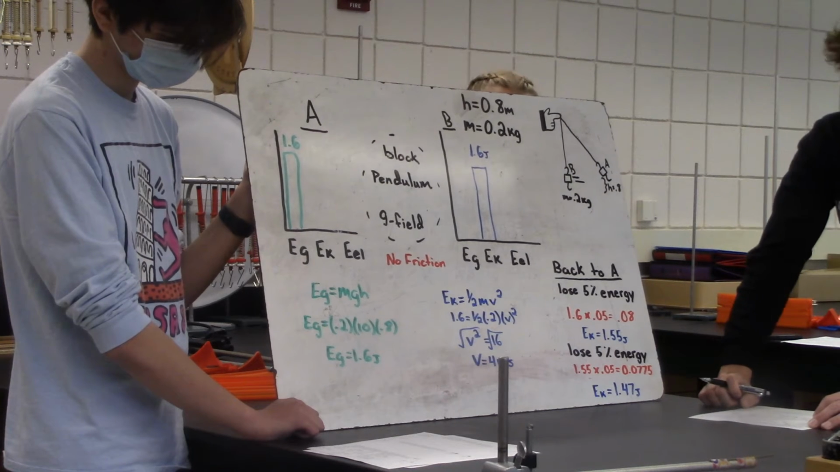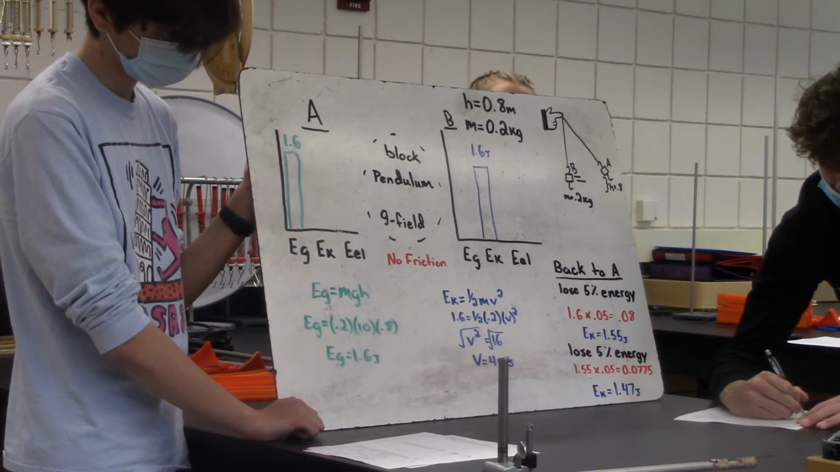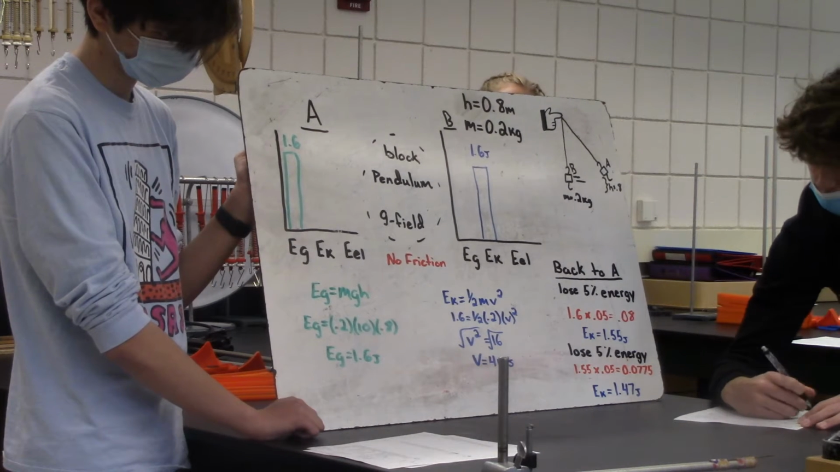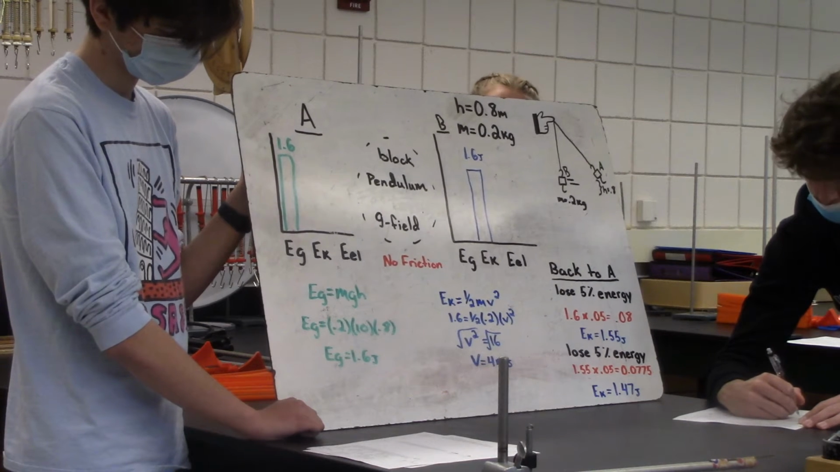So let's just focus on the first part. You let it go from here, it's going to swing down to the bottom. How fast is it moving when it swings through the bottom if there's no friction? So we did our original bar graphs with no friction.